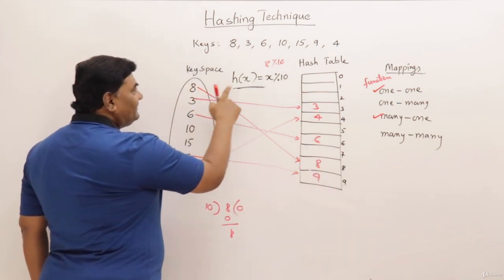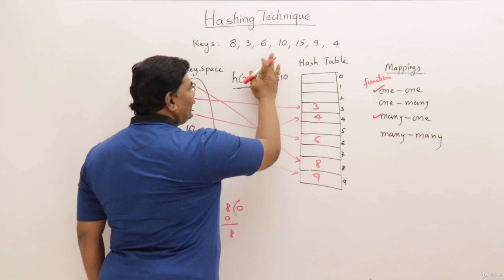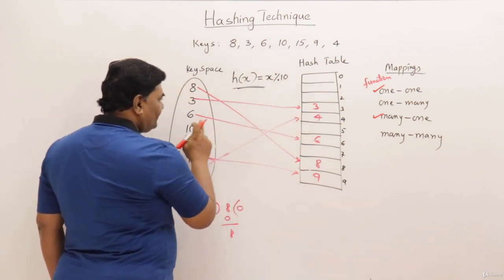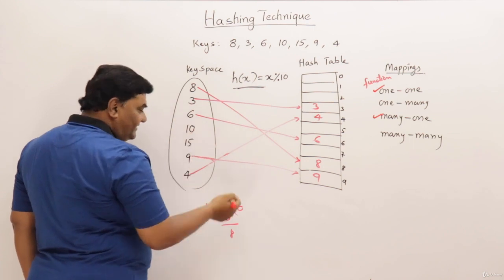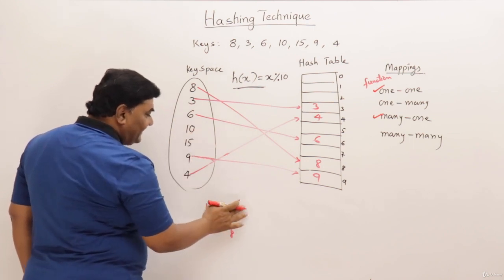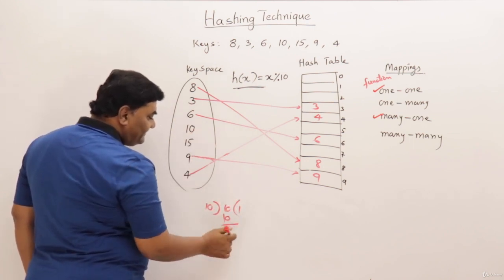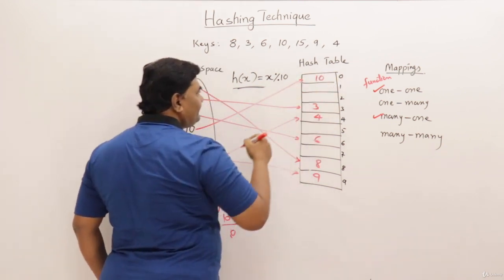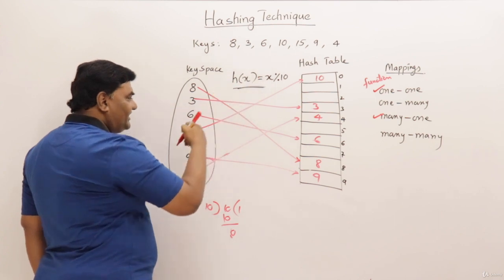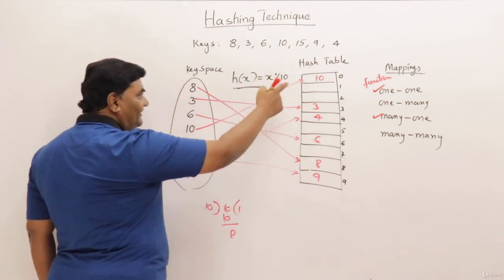Then 3. 3 mod 10 is 3 only. So it's mapped there only. 6 mod 10, 6 only. Then 10 mod 10. 10 goes into 10 once and the remainder is 0. So we get the index 0. So 10 should be stored here. This modulus function has given the index 0, so I have stored it there.